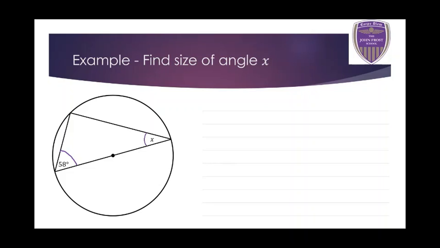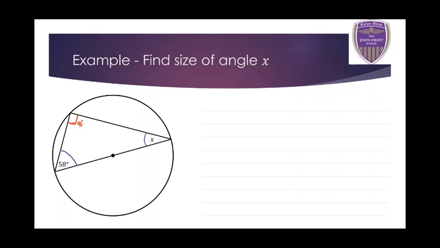So first of all, we've got a question here. We need to find the size of angle x in this question, okay? For this line, we can see that we've got a straight line going across the circle. So this is going to be the diameter of our circle. Therefore, we know that this triangle is a right angle triangle. And we also know that a right angle is equal to 90 degrees.